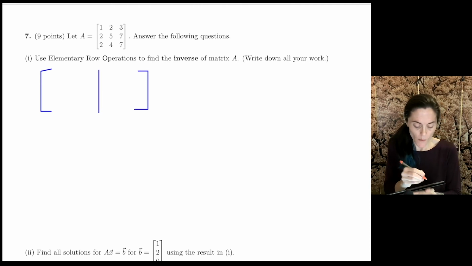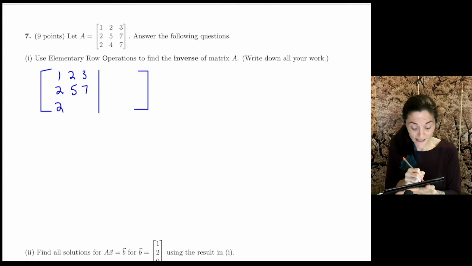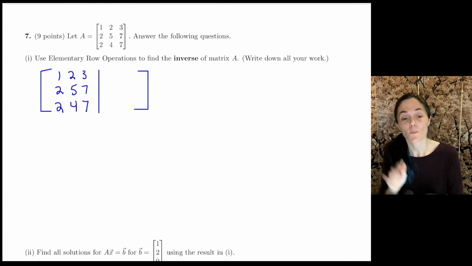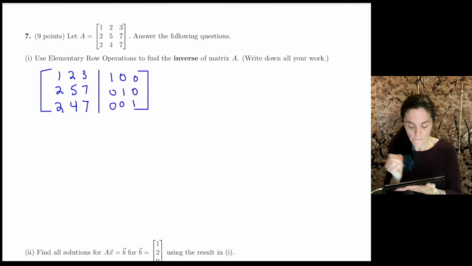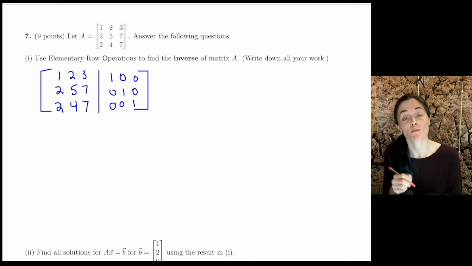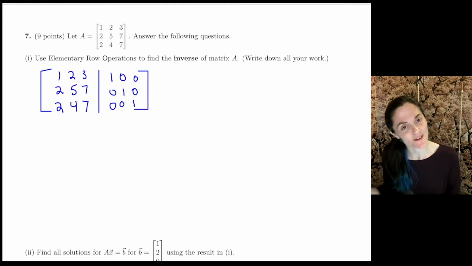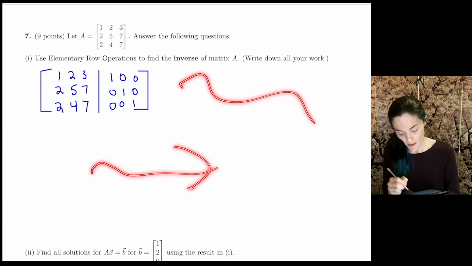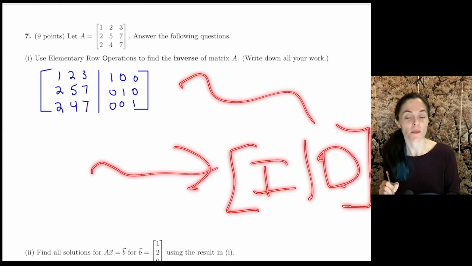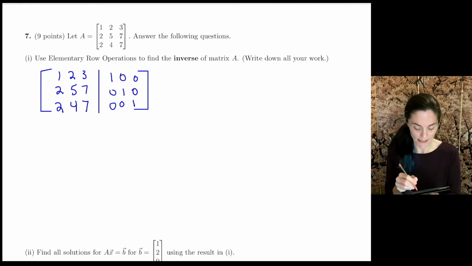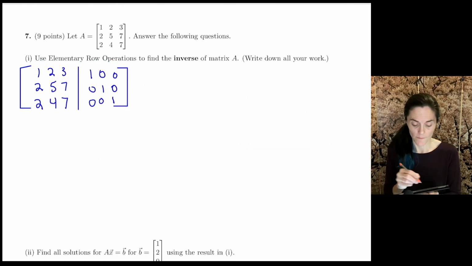Well, we start off with A, which is 1, 2, 3, 2, 5, 7, 2, 4, 7. And then we augment with the identity. Here it's the 3 by 3 identity. What I want to do is perform elementary row operations just like I did in the first problem until I get to identity something. And this something will be the inverse of the matrix. So let's do this now.